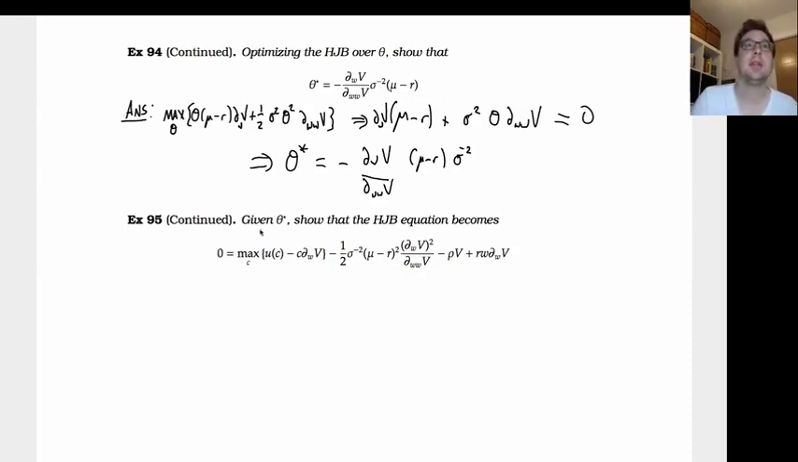Then it says that given theta star above, show that the HJB equation now becomes this. Essentially we just need to substitute our answer into this expression here. I'll leave you to check at home that that gives you this expression. If I put theta star in here, then I'm going to get this. It's not a difficult calculation.